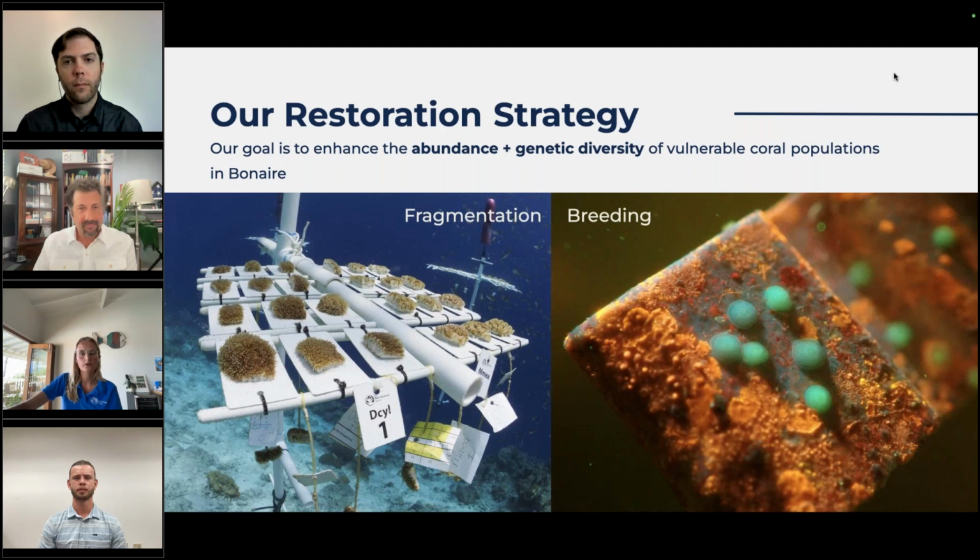We work on restoring the key coral populations by increasing the abundance of the coral fragments on the reef, and also by using coral breeding, so increasing the genetic diversity on the reefs. On the picture on the left, you can see some cut pillar corals in one of our nurseries, and on the right, the green fluorescent dots are actually settled coral polyps from our coral breeding program.